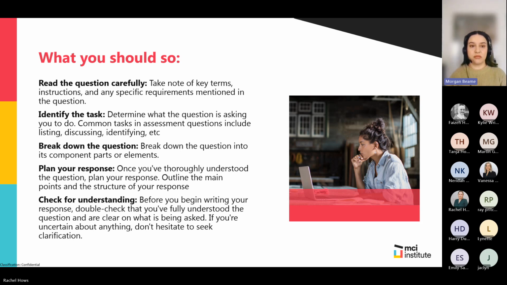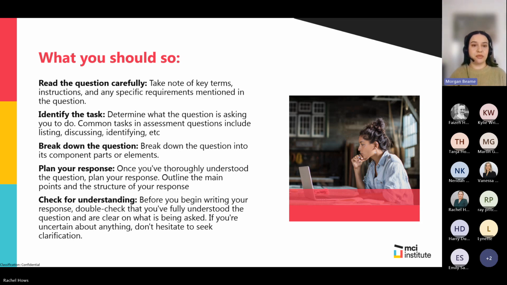understand what the assessor is looking for, and then how to go ahead with answering the question. So firstly, always read the question carefully. Take note of any key terms, instructions, and any specific requirements mentioned in the question. Next, identify the task. Determine what the question is asking you to do. Common tasks in assessment questions include listing, discussing, and identifying. We do have a few verbs that we will be discussing a little bit later. So if you're a bit unsure, we will definitely go into that next. But firstly, identify the task.